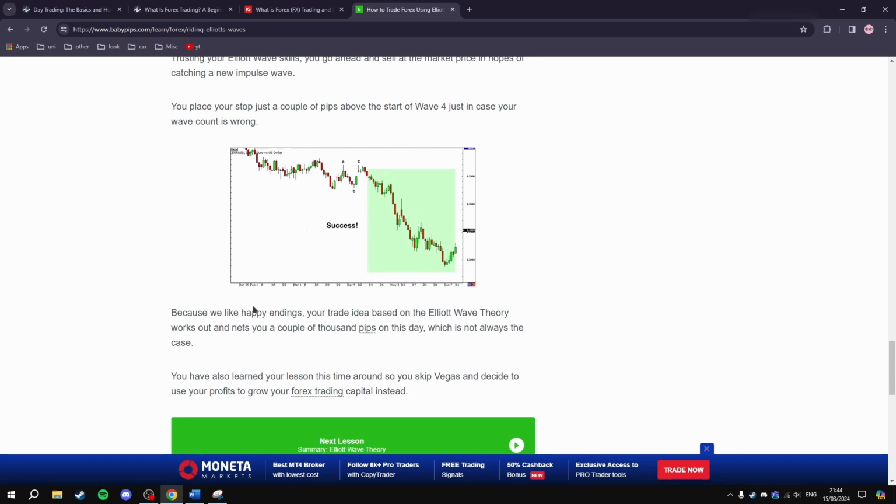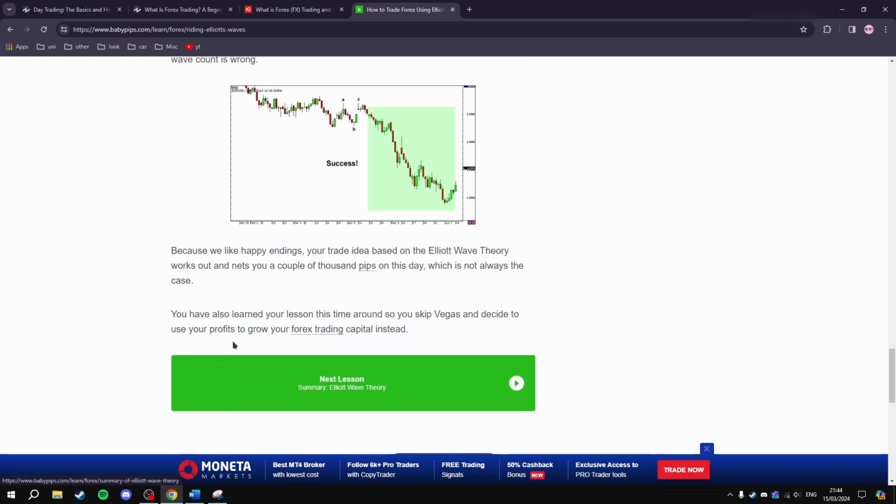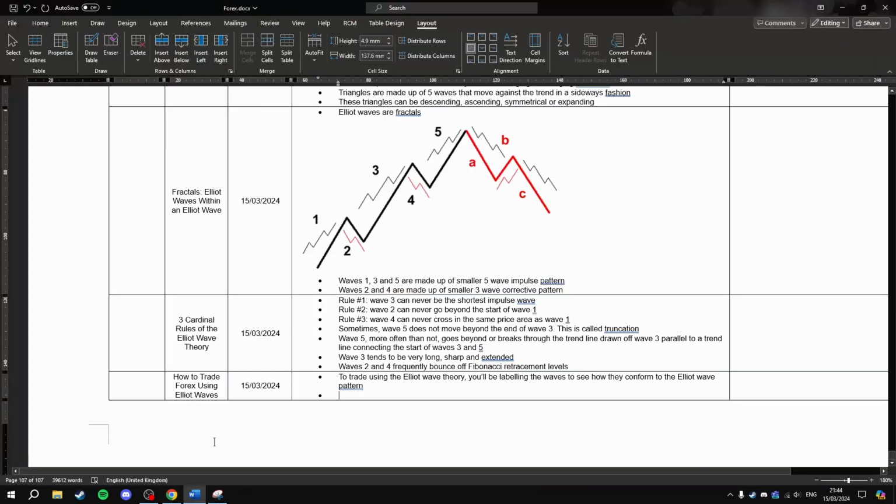Because we like happy endings, your trade idea based on the Elliott wave theory works out and nets you a couple of thousand pips on this day, which is not always the case. You have also learned your lesson this time around, so you skip Vegas and decide to use your profits to grow your Forex trading capital instead. Smart.